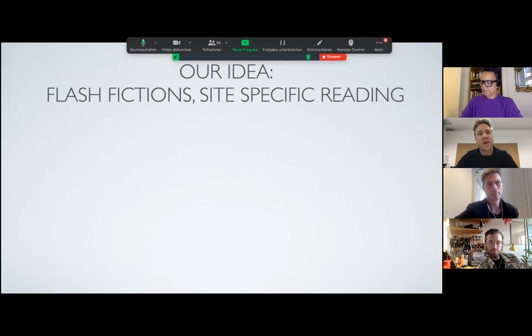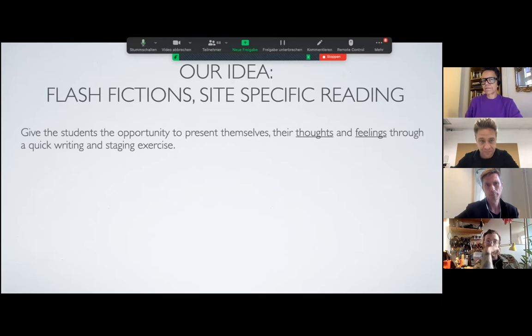So the idea that we had, and this is actually not my idea, but a colleague of mine who was a co-teacher, who was a journalist, and he had the idea, as we call it, of flash fictions. So these are 120 word, 2 minute happenings that people create. They write 120 words. They go to a specific site that they love, that has something to do with their text, and they read and present the words that they have written to the group. We thought that this would be a good idea because it allows the people to present their thoughts and feelings through words and even through films.